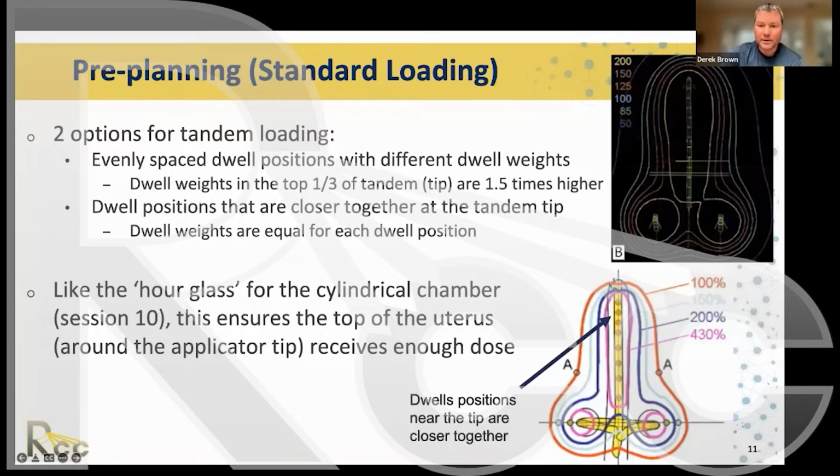Another option here is to vary the spacing of the dwell positions, and that's what you see at the bottom here. So you see the top third, you have dwell positions at every possible position, and then in the bottom 2/3, you have one at every second position, right? And then we can use the same dwell times in each one of those positions, and it's going to have the same effect as what happened up here. So those are two different options. And then again, we're going to normalize our times until our 100% isodose lines reach our point A.